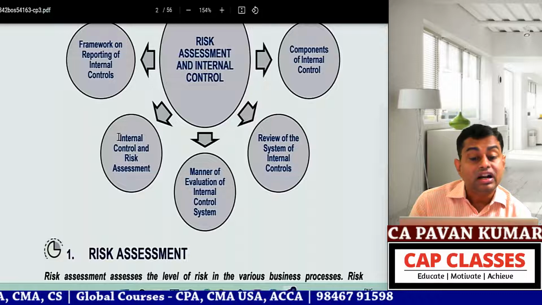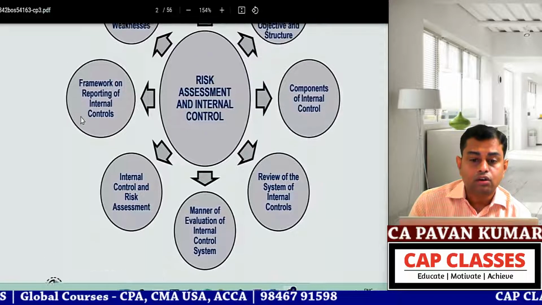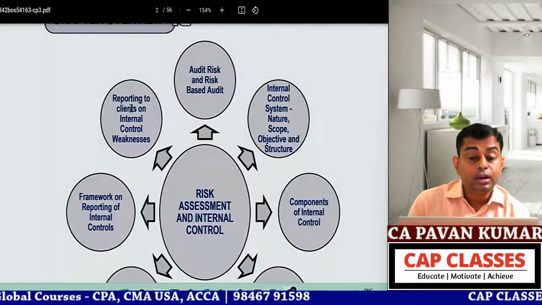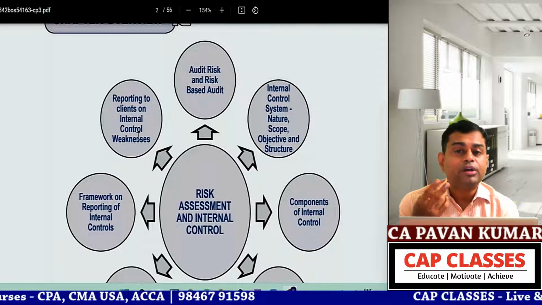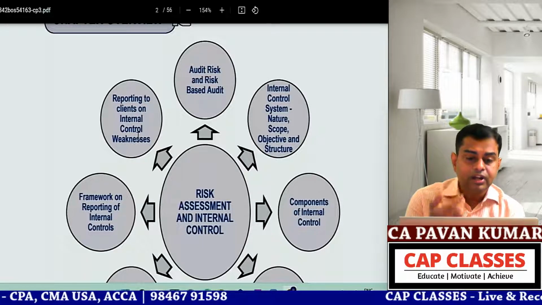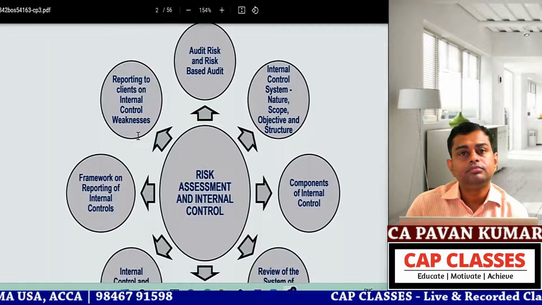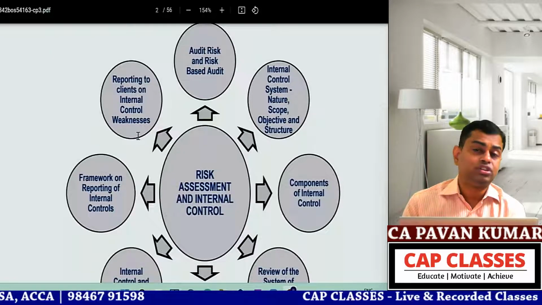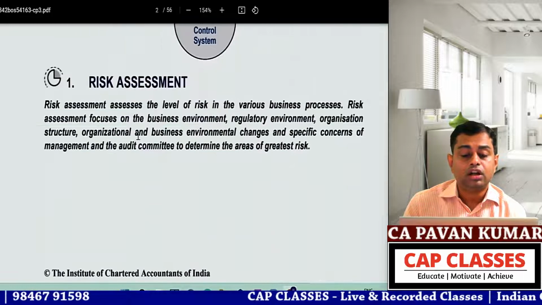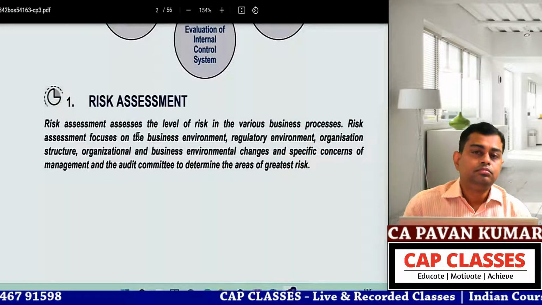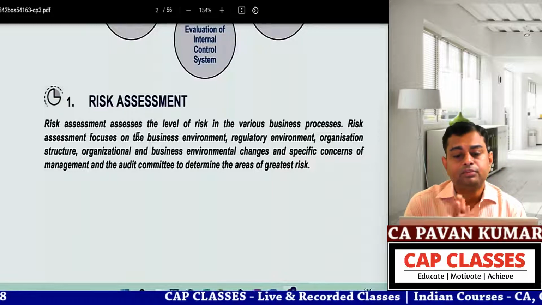Internal control and risk assessment, here also we'll spend some time. Framework on reporting of internal controls, reporting to clients on internal control weaknesses. Here also we'll do. There are 2 types of reporting. One is reporting to management. Second one is reporting to those charged with governance, like SA 260, 265 kind of stuff. So this is the total scope of the chapter.